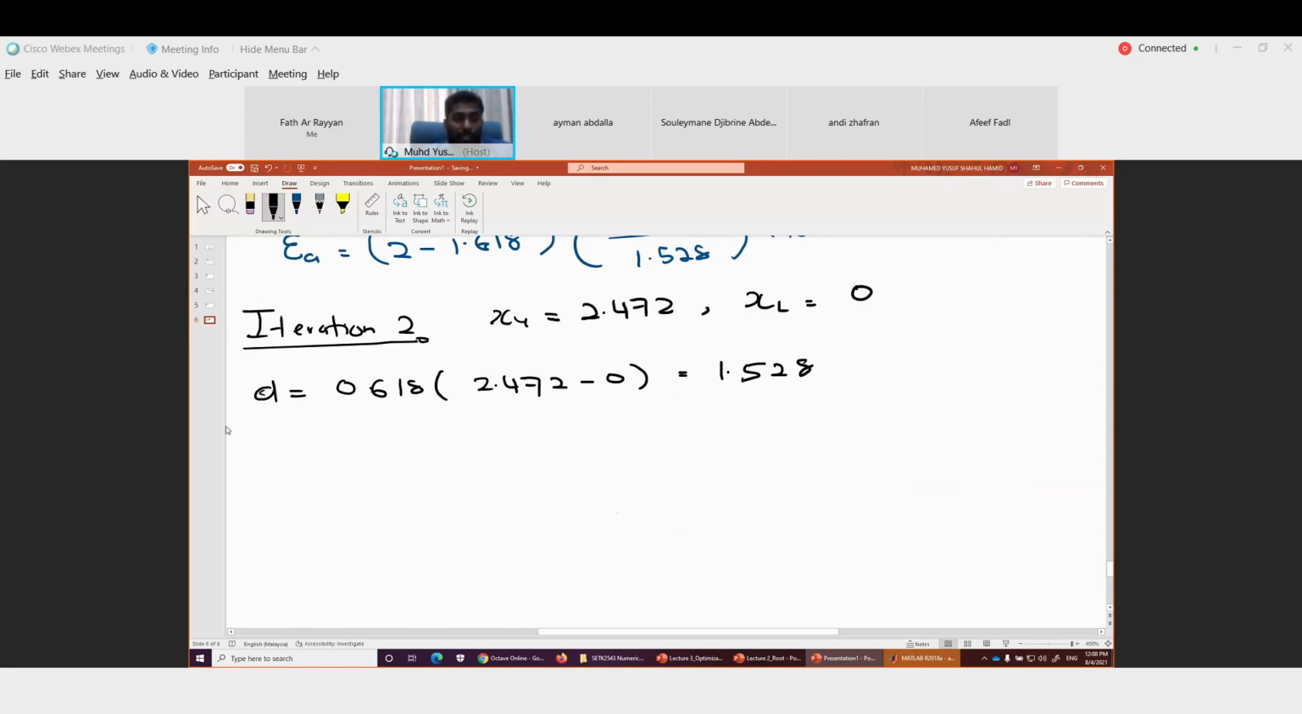Okay. And then basically you repeat the same step. Your x1 is equal to xl plus d, and your x2 is equal to xu minus d. So x1 is equal to 0 plus 1.528, and x2 is 2.472 minus 1.528.